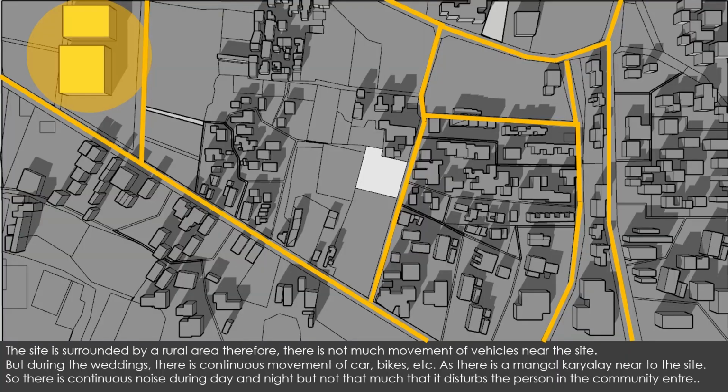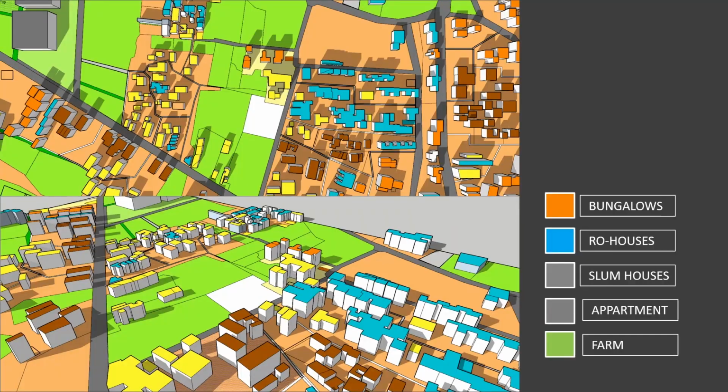The site is surrounded by a rural area, therefore there is not much movement of vehicles near the site. But during weddings, there is continuous movement of cars, bikes, etc., as there is a Mangal Karyalaya near the site. These are the indications of some structures like bungalows, row houses, slum houses, apartments, and farms surrounding the site.